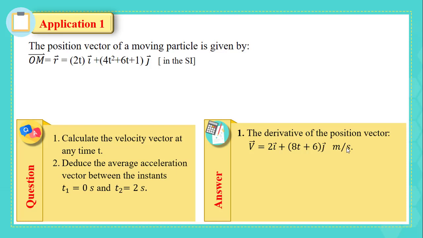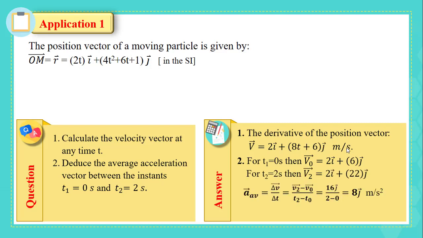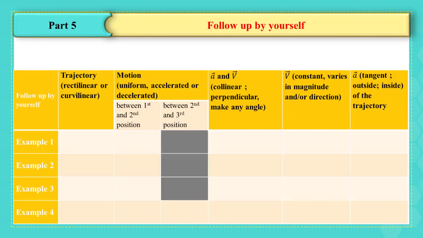Part 2. Deduce the average acceleration vector between the instants t1 is equal to 0 seconds and t2 is equal to 2 seconds. Here we have to find the instantaneous velocity vector at these two instants, and then we have to apply the rule, the average acceleration vector is equal to delta v divided by delta t, which is equal to 8j. Part 3. Determine the acceleration vector at an instant t. The acceleration vector is the derivative of the velocity vector, which is equal to 8j.